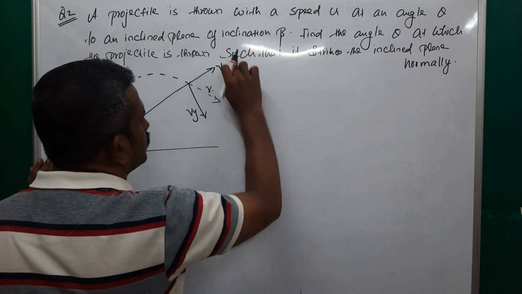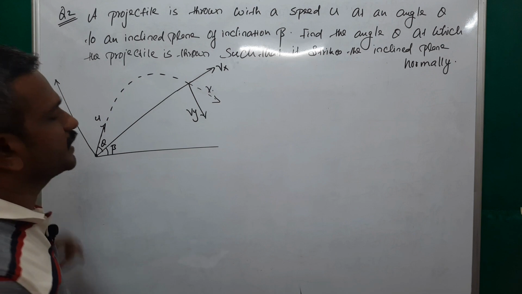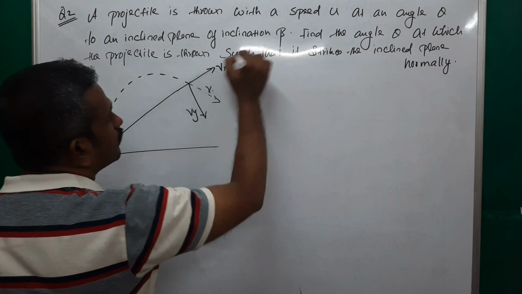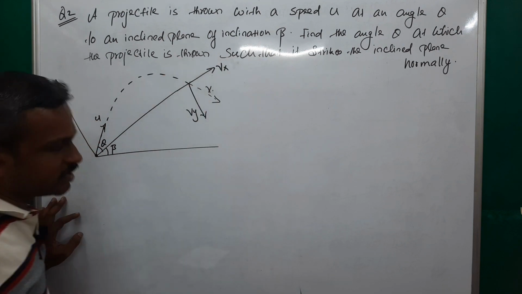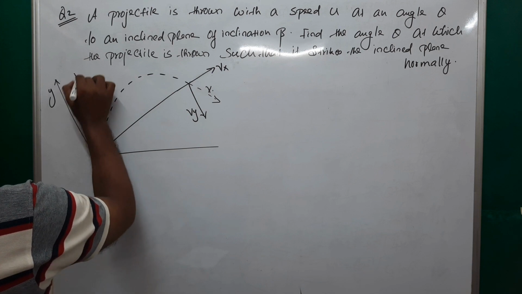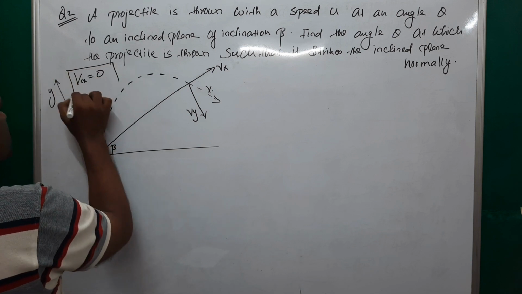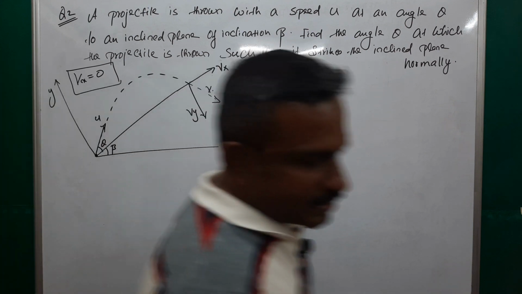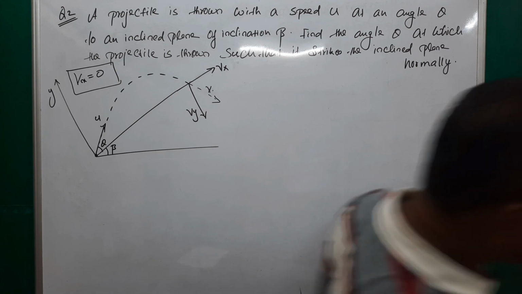Suppose the projectile has to hit the inclined plane normally, then the horizontal component of velocity must be 0. That is, Vx must be 0. That is the condition. So Vx equal to 0 is the condition for the projectile to hit normally. Okay, I will show you.